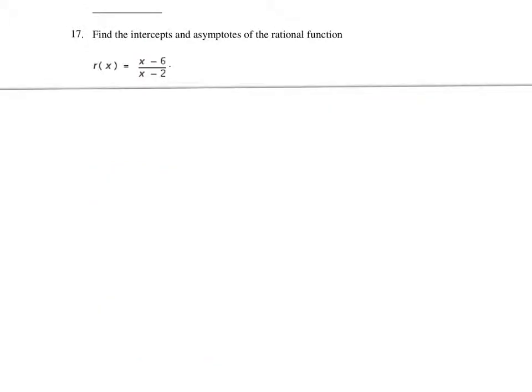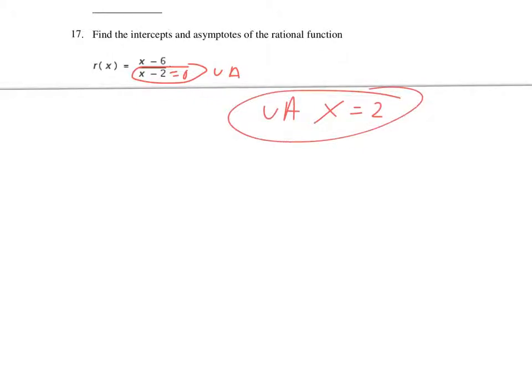All right, this one's asking for intercepts and asymptotes, so it's asking for everything. If I set the denominator equal to 0, that's going to give me my vertical asymptote, so I can pretty easily see that our vertical asymptote is at x equals positive 2. If you set the numerator equal to 0, that tells you an x-intercept, or multiple if we have them. So I can see that we have an x-intercept at x equals 6, or 6 comma 0 if you want to do it as a point.